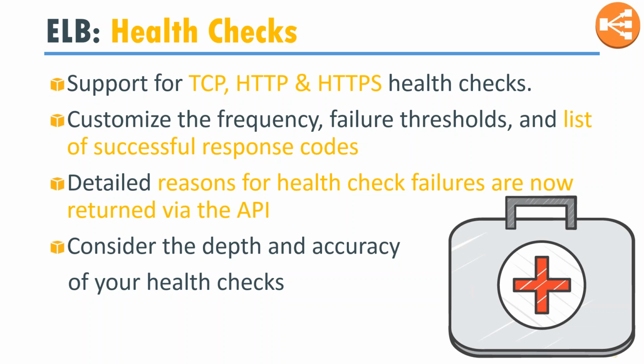And you can customize the frequency, the failure threshold, and what the successful response code is, whether HTTP 200 is your successful response code, or some other HTTP response code counts as success. You can decide all those things. And whenever there is a health check failure, you can check the reasons for the failure using an API call. So you can programmatically manage your ELB as well. That is what you need to understand.